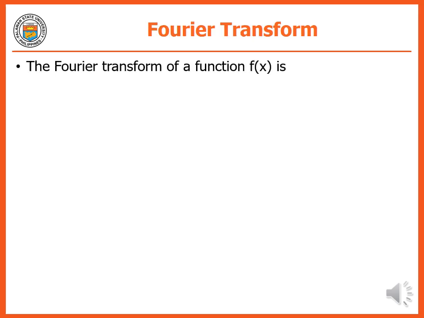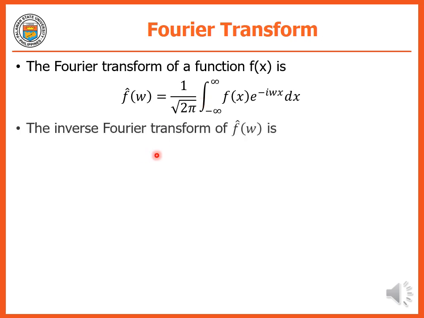The Fourier transform of a function f of x is, we have f hat of w equal to 1 over square root of 2 pi times the integral of f of x e raised to negative i w x dx with limits from negative infinity to infinity, and the inverse Fourier transform of f hat of w is f of x equal to 1 over square root of 2 pi times the integral of f hat of w e raised to i w x dw with limits from negative infinity to infinity.